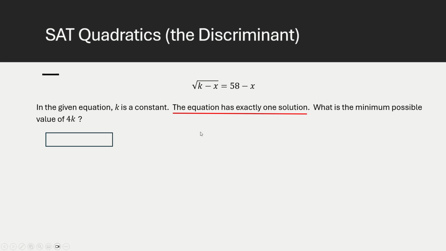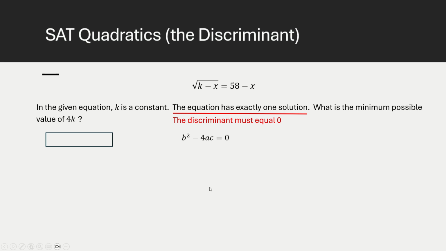Now, when a quadratic equation has more than one solution, the discriminant needs to be positive, greater than 0. But if it has exactly one solution, then the discriminant must equal 0, not greater than 0, not less than 0, but exactly equal to 0. So the first step here is to write down that the discriminant must equal 0. Okay, so we have b squared minus 4ac equals 0.